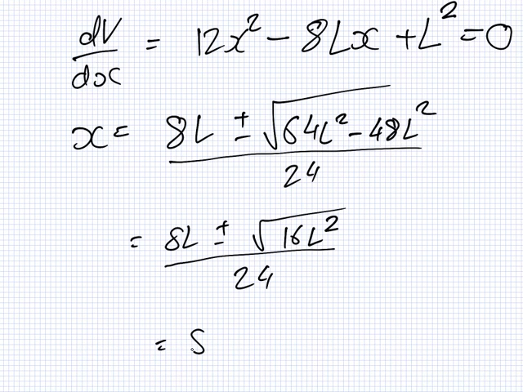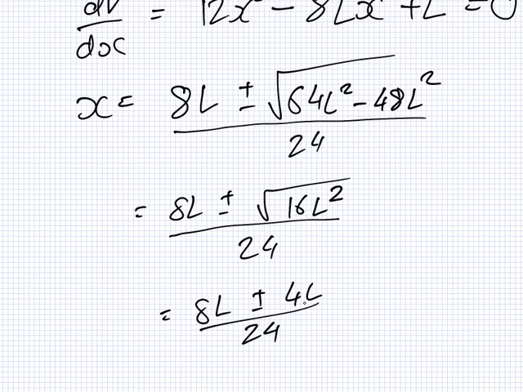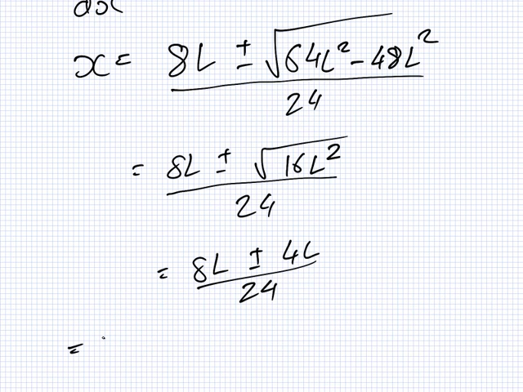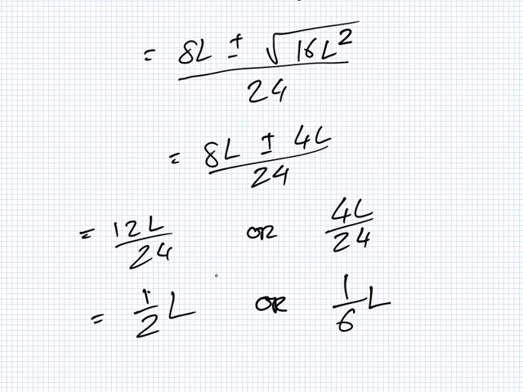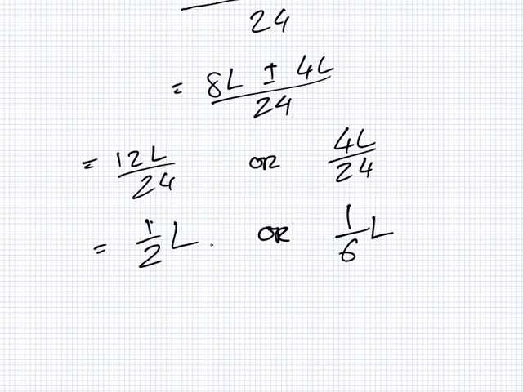It's going to be 8L plus or minus 4L over 24. So the two choices are 12L over 24 or 4L over 24. So x is a half L or a sixth L. So this is how much of the length we should cut off.